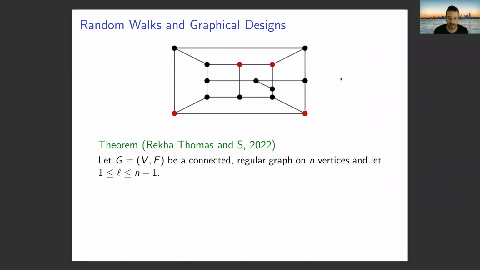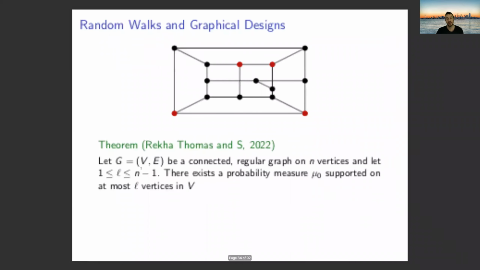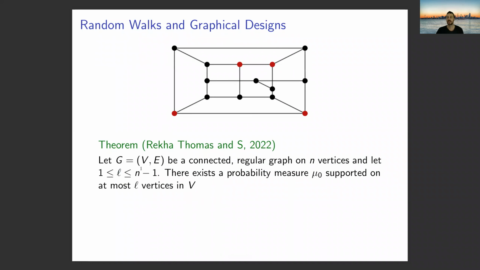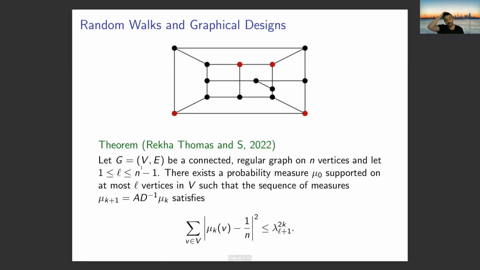Okay, so what Rick and I did recently, as a follow-up of their result, is we proved that this is generally possible. So if someone gives you a connected regular graph on n vertices, then you can pick any number you want, say 4, and then there exists a probability measure supported on some set of 4 vertices. And it's a probability measure, so non-negative weights, but not necessarily equal weights, not necessarily uniform. Such that the sequence of measures that you get from this random walk converges faster than lambda 2.